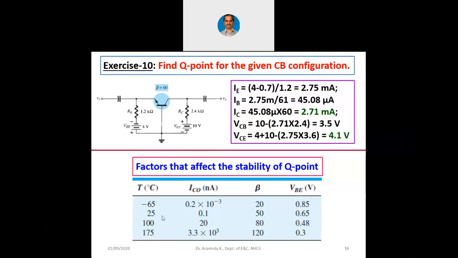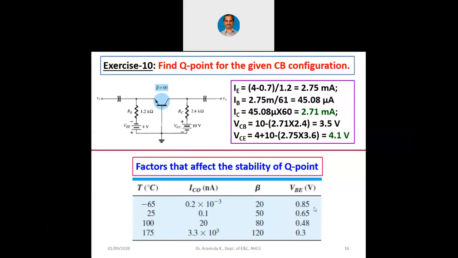At 25 degrees centigrade, VBE is 0.65 volts. In general, we take it as 0.7 volts for a silicon transistor. Always we used to substitute 0.7. Here also for IE, 4 minus 0.7, we have substituted, assuming that we are working with 25 degrees centigrade. So it is around 0.65 volts. We make it a round figure there, that's all. At 100 degrees centigrade, VBE is 0.48 volts. At 175 degrees centigrade, VBE is 0.3 volts.